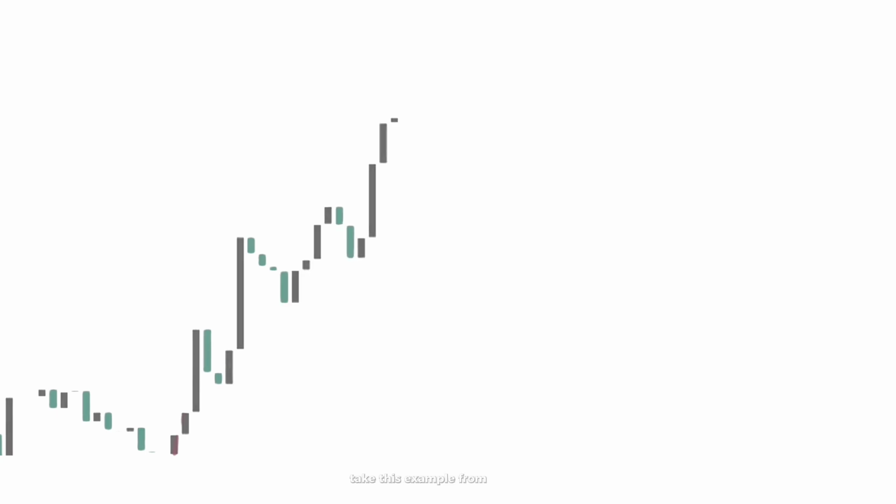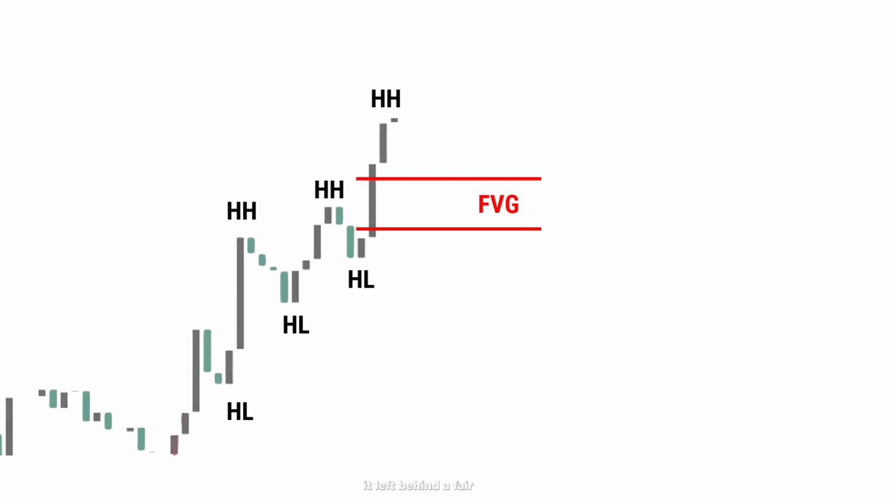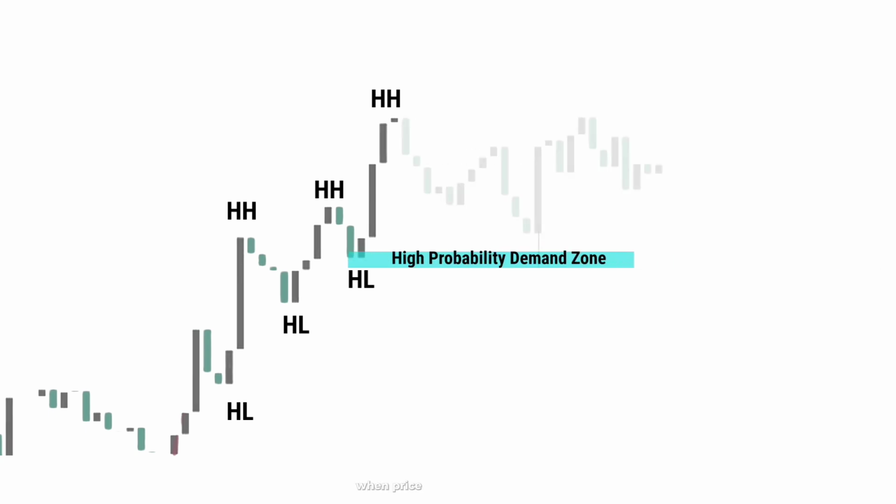Take this example from the Tesla hourly chart. By drawing zigzag lines, we can clearly see the highs and lows, and one recent impulsive move stands out. It checks all the boxes for a high-quality demand zone. It left behind a fair value gap, broke through previous structure, and pushed price significantly higher than earlier swings. When price returns to this zone, there's a strong likelihood it will reject and continue upward.